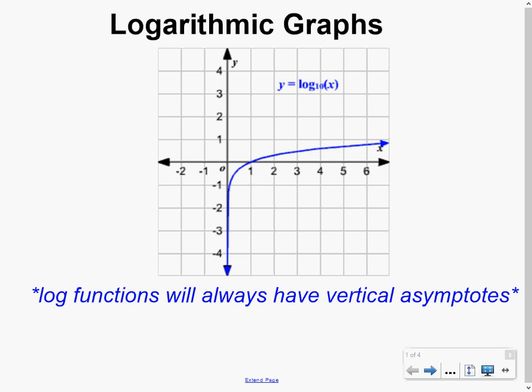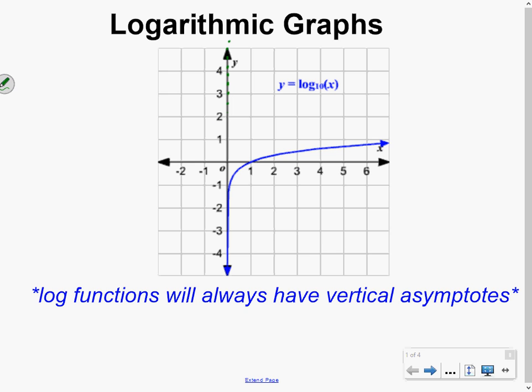So a logarithmic graph is very similar to an exponential graph. We're going to talk later about how these are actually inverses of one another, so they are going to look very, very similar. If you think back, exponential graphs always had a horizontal asymptote, that boundary line. Well, logarithmic graphs are going to have vertical asymptotes.